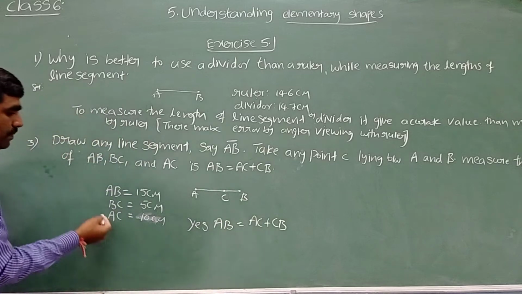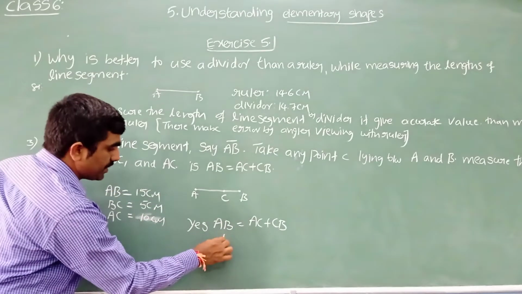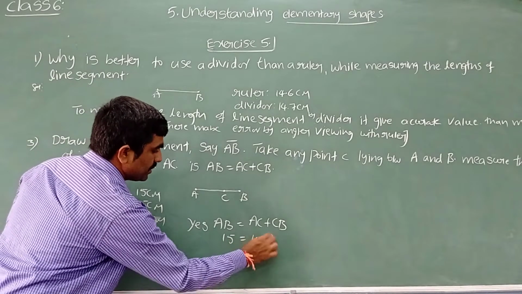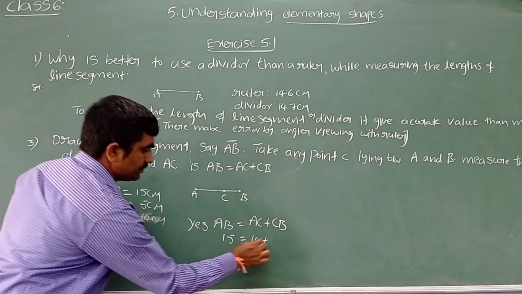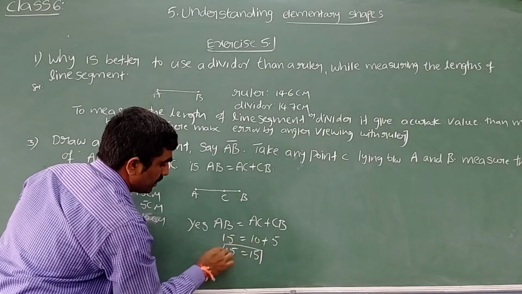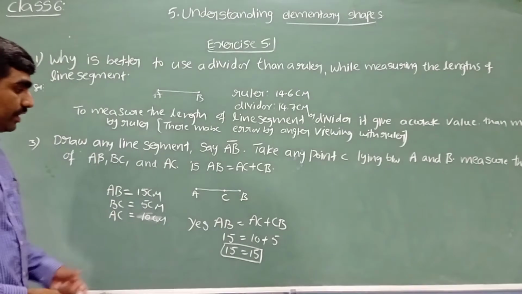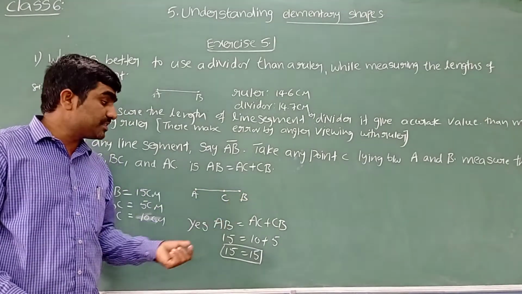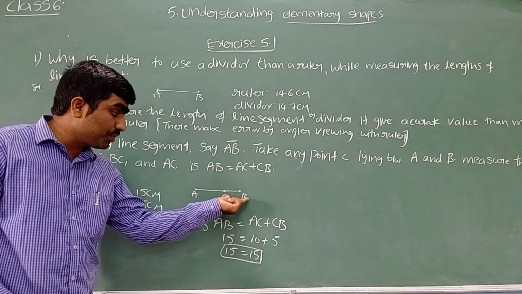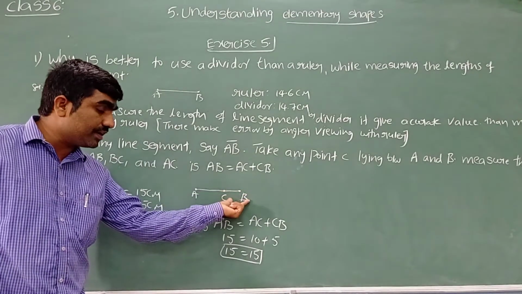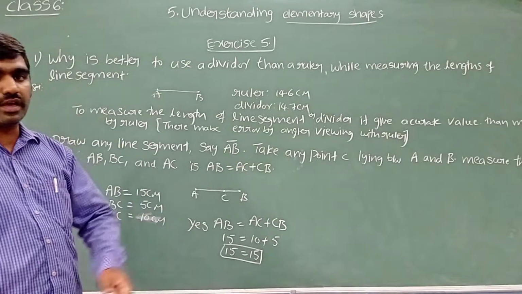What is the length of AB? AB is 15 centimeters, equal to AC, which is 10, plus CB, which is 5. So we can write 15 is equal to 10 plus 5. Wherever you take point C in between A and B on the line segment, by measuring we can see that the sum of these two lengths, AC and CB, is equal to the total length AB.